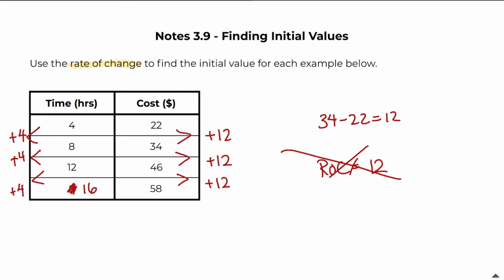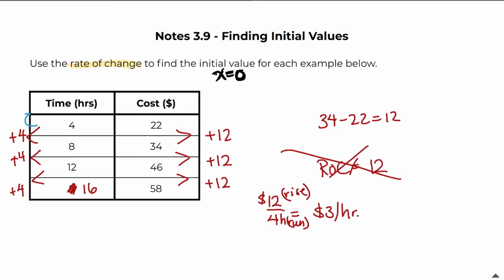So on that note, even though our rate of change is not 12, our rate of change is actually 12 over 4, $12 over 4 hours, which is $3 per hour. How did I get that? I did rise over run. But regardless, I don't really have to do the actual rise over run for this because the initial value will always happen when x equals 0. So I'm just going to work backwards to figure out what happens when x is 0.